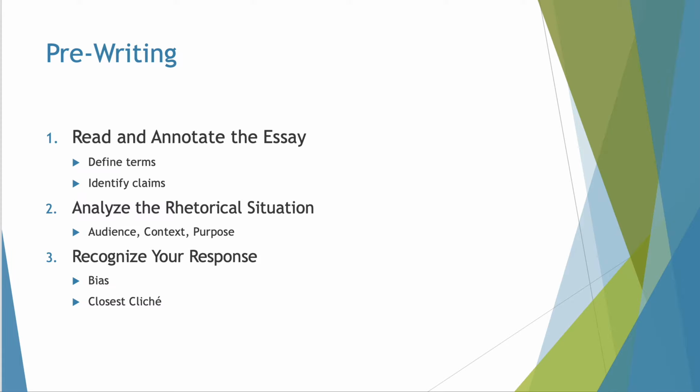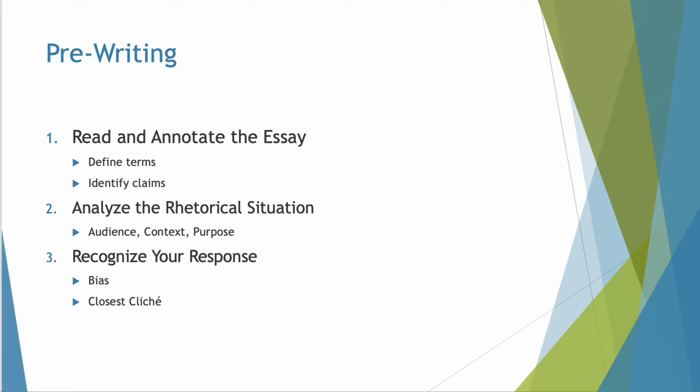So you need to do some pre-writing for this, and a lot of this pre-writing are things that we're already doing in class. First, you should read and annotate the essay. Make sure that you define any terms that you're not familiar with. You can't do a summary unless you actually understand what you've read. Next, you're going to need to identify the major claims. So going through the essay of your choice very carefully and figuring out where is the author making arguments, where are they making claims, and how are they supporting those claims.